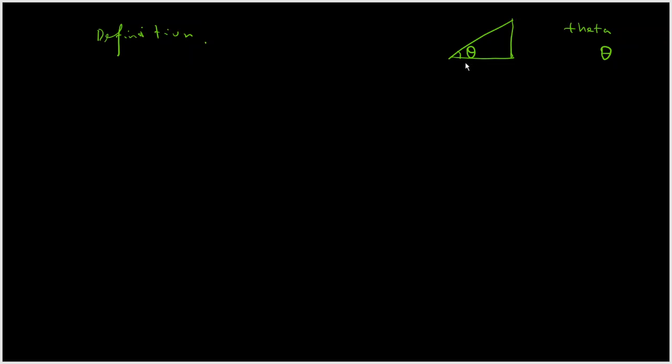Again, the setup is in a right triangle. By right triangle, I mean one angle has 90 degrees. The measurement of one angle is 90 degrees. Relative to angle theta, now I want you to recall some terms. Relative to angle theta, how do you call this leg?